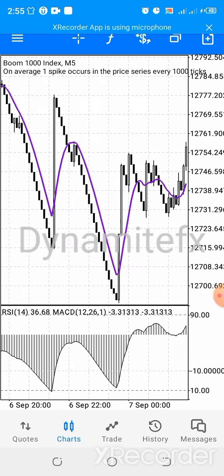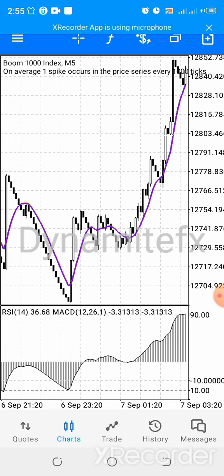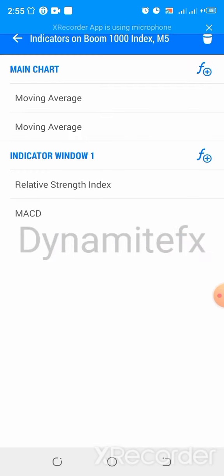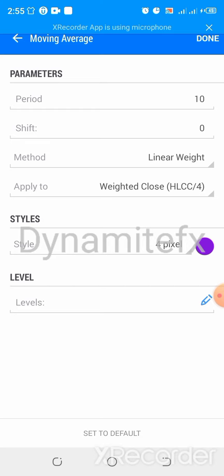Now this is it. The rules are the same. For this video, guys, I am not using the 200 moving average. I'm focusing on just one moving average, that is moving average 10. This is the setting. Please copy this. I'm not going to take long. We are using 10 here.